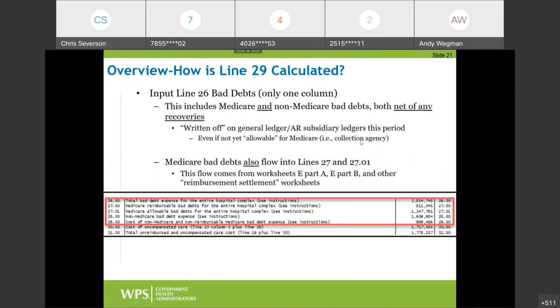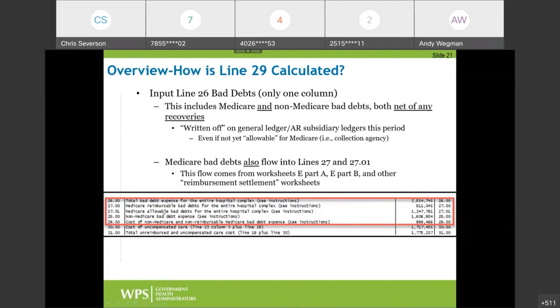Now 26 is one that has a little bit of confusion to it. 26, there's only one column to it. There's no such thing in this case as uninsured or insured. It's a moot point. But it does include Medicare and non-Medicare bad debts, and both of them are net of any recoveries. If you had recoveries, they should have already been removed.